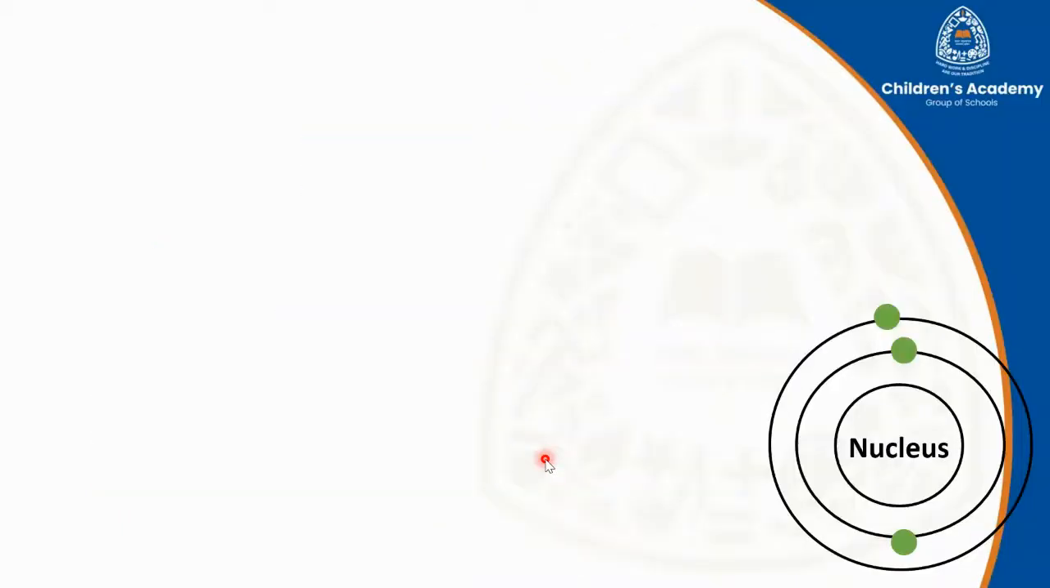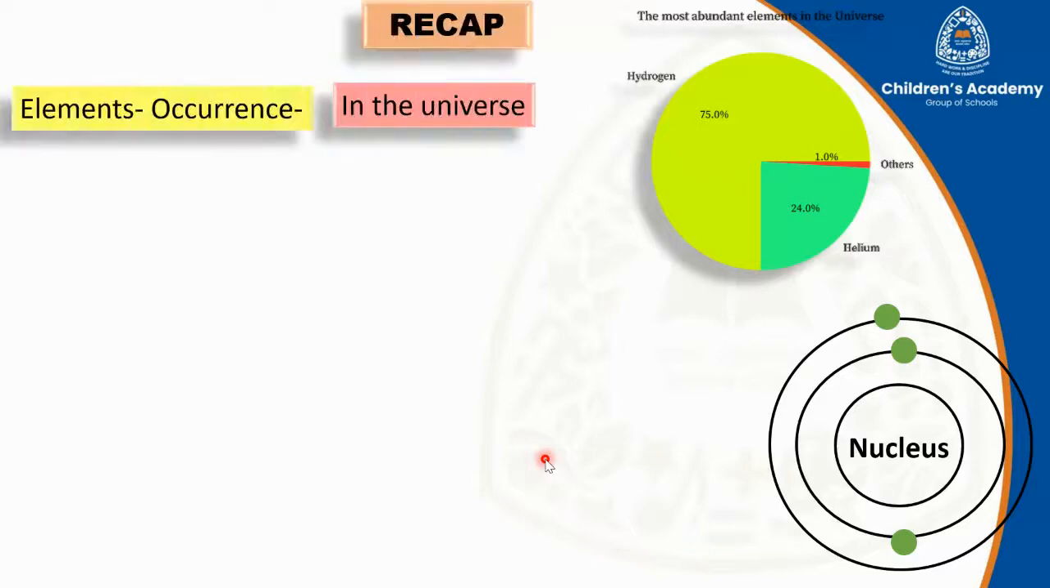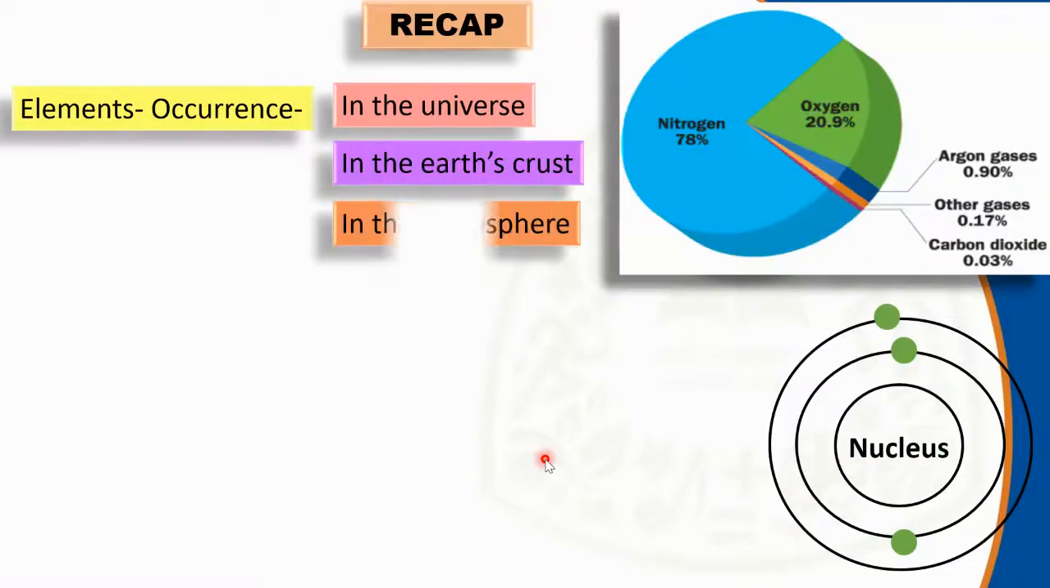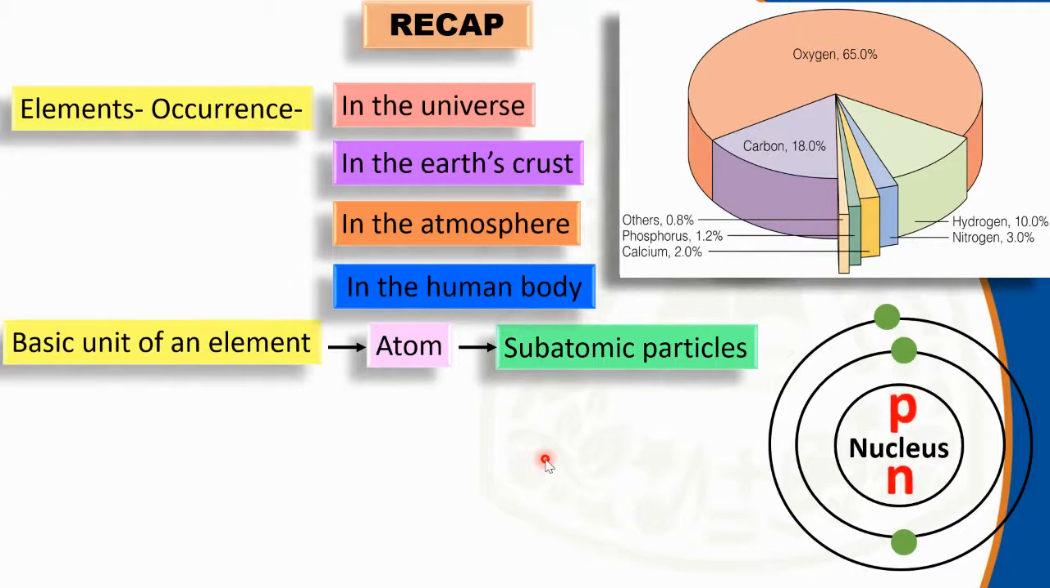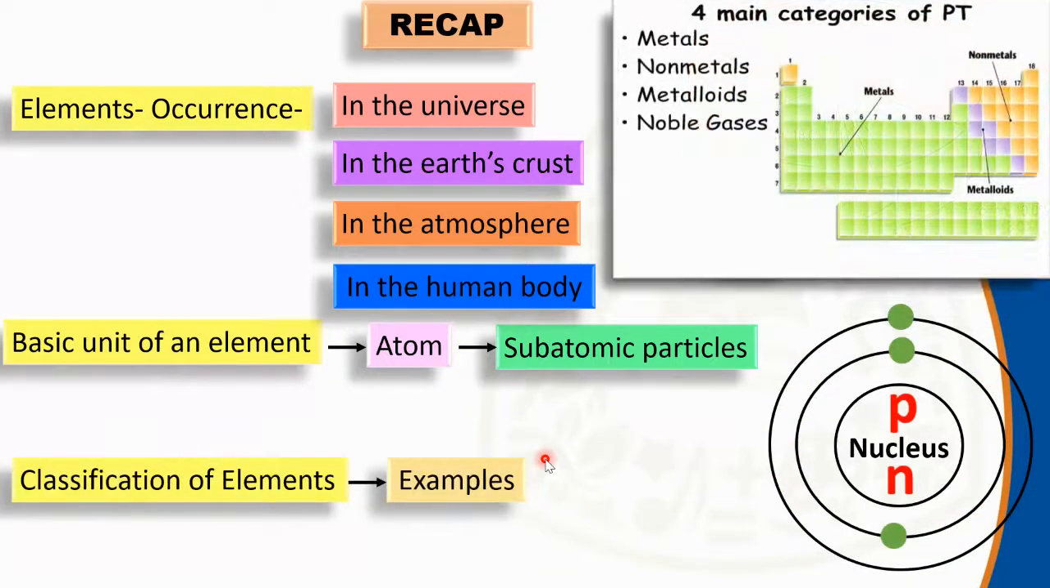In our previous module, we learned occurrence of elements in the universe, in the Earth's crust, in the atmosphere, and in the human body. Along with that, we learned the basic unit of an element, that is an atom, and its subatomic particles. Also, the classification of elements along with their examples.